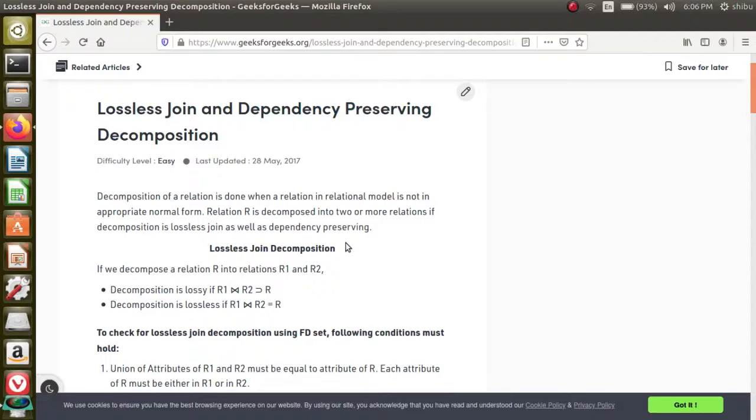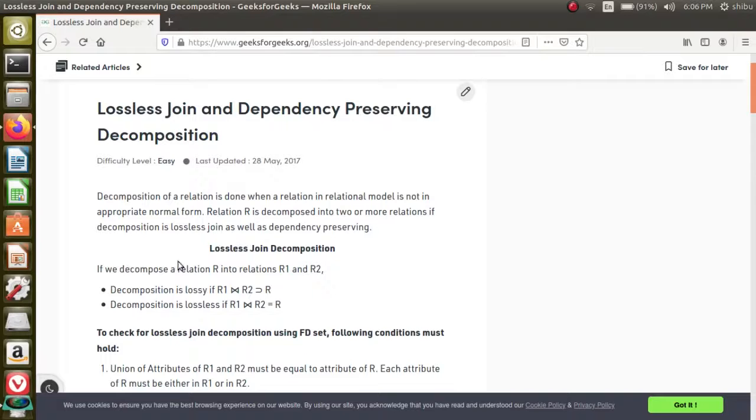So when you are decomposing a relation into two or more relations, then that decomposition should be lossless as well as dependency preserving. How will you check whether a decomposition is lossless? There is a technique, and I will explain that with the help of one or more examples.